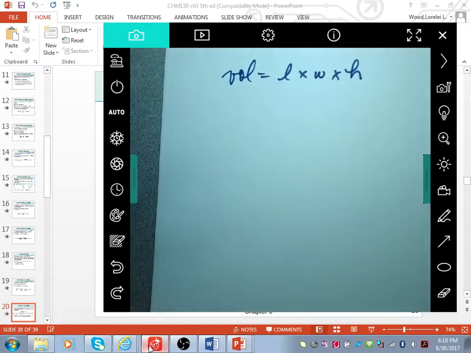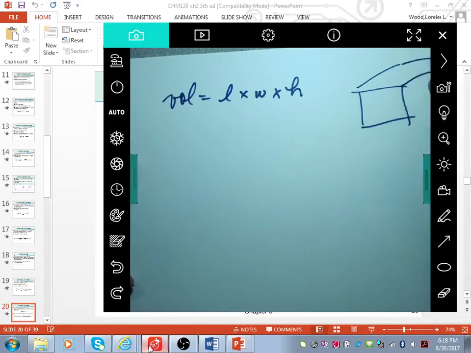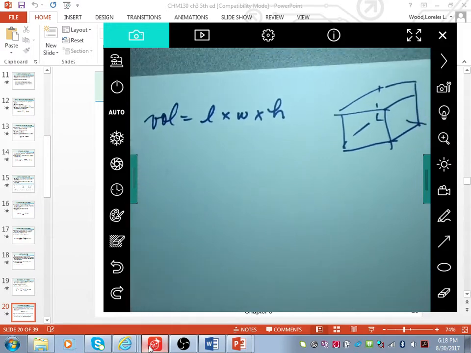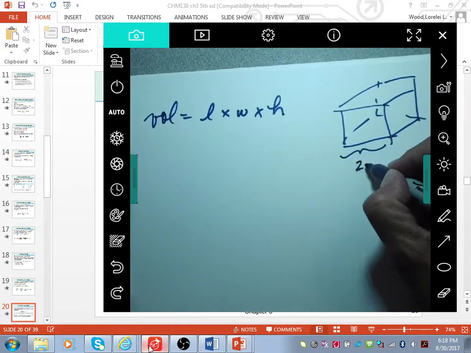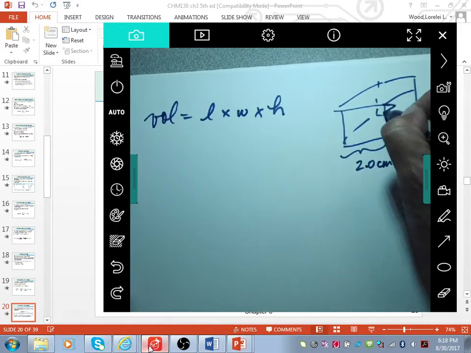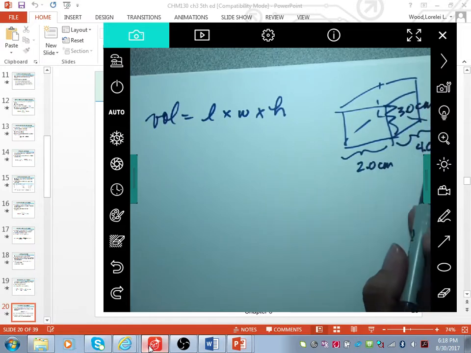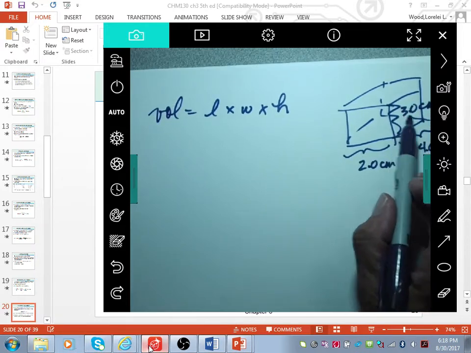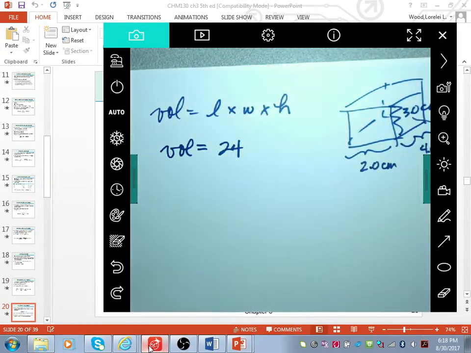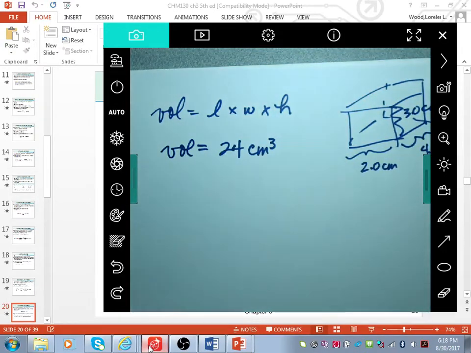So if you have something that is cubic shaped, something like a book or a block or a box, so we've got a cube here. I'm not too good at drawing things in 3 dimensions, but you get the idea. If this was 2.0 centimeters, this dimension was 4.0 centimeters, and the height was 3.0 centimeters, I would take 2 times 4, which is 8, times 3, which is 24. So the volume of this box is 24, but what would the units be? Centimeters cubed.